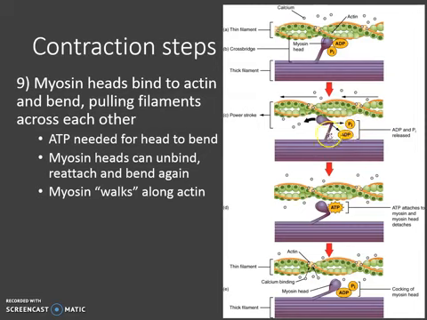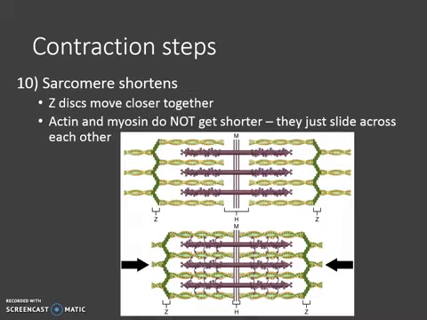Now you'll notice that ATP is required for this process to happen. So your skeletal muscles require a lot of energy in the form of ATP in order for the myosin to be able to walk along actin. Now remember that myosin and actin are arranged in these structures called sarcomeres. So we've got our Z discs here, we've got our actin here, and our myosin here.